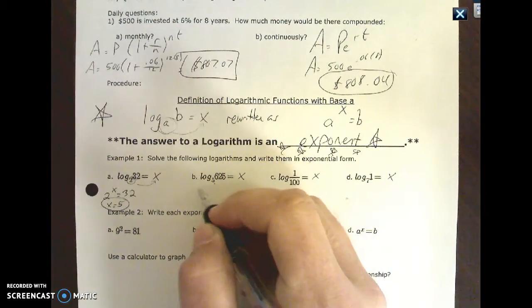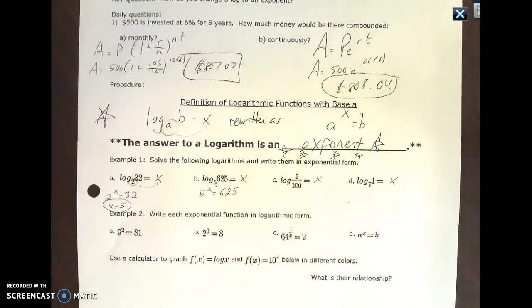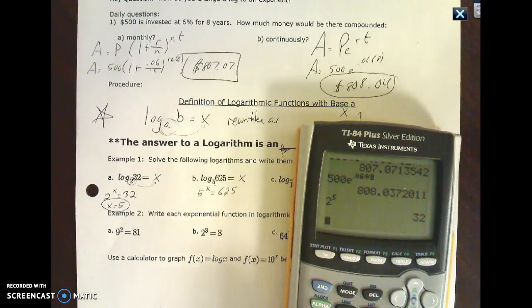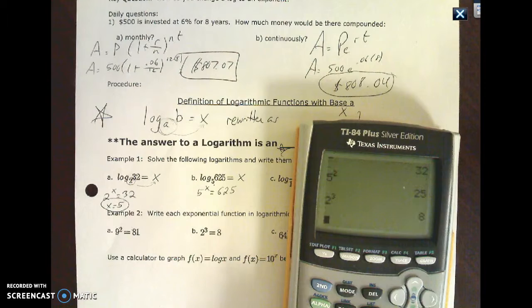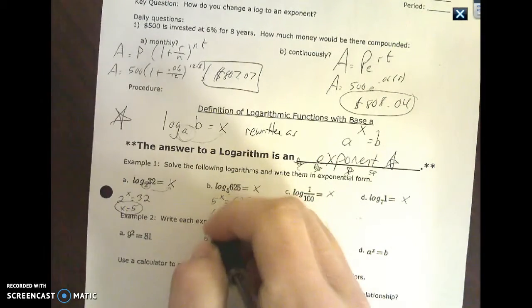5 raised to the x equals 625. Now again, if you don't know this off the top of your head, it's okay. Just play around with it. 5 to the second? No. 5 to the third? No. 5 to the fourth? Bingo. So my x here is just 4.